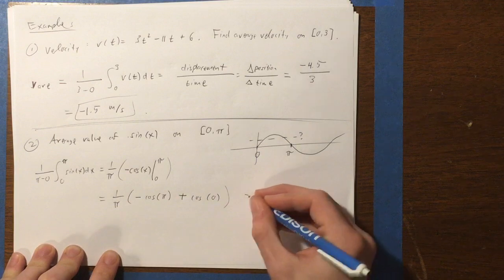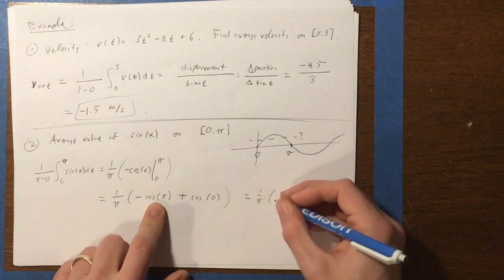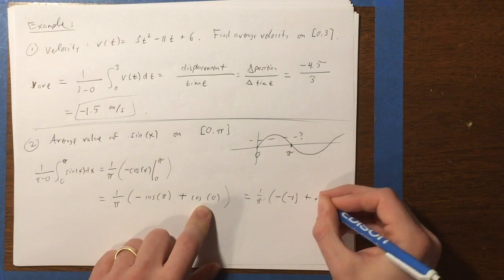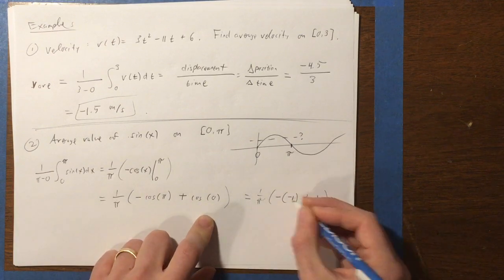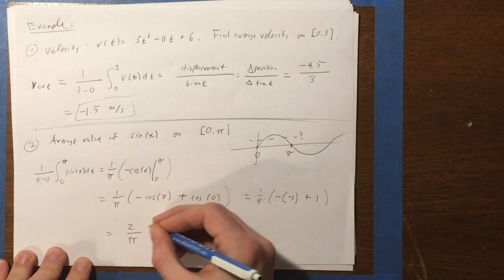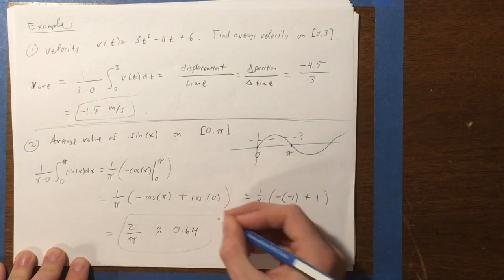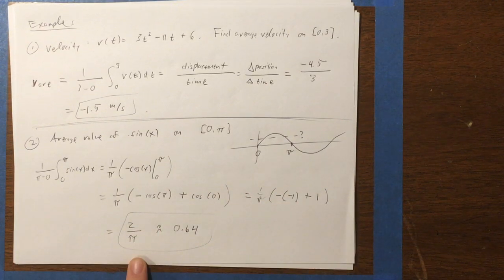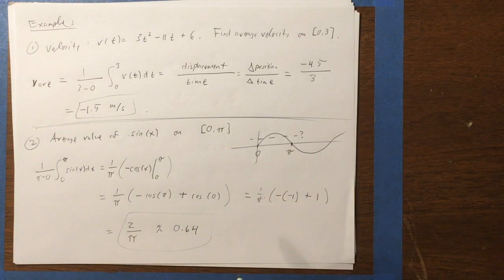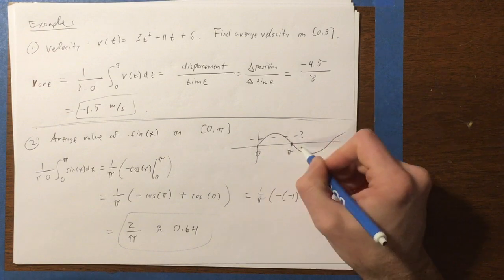So overall here we have 1 over pi times, cosine of pi is negative 1, right? So negative 1. And then plus cosine of 0, which is 1. So we have positive 1 plus another 1. This overall ends up being 2 over pi, which is approximately 0.64. That's the average value of the sine function on the interval from 0 to pi.